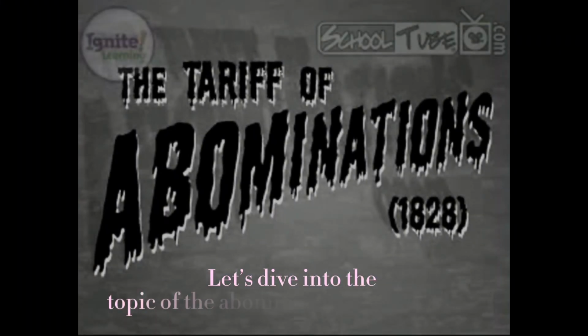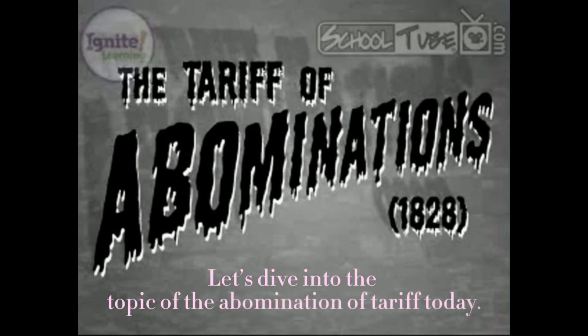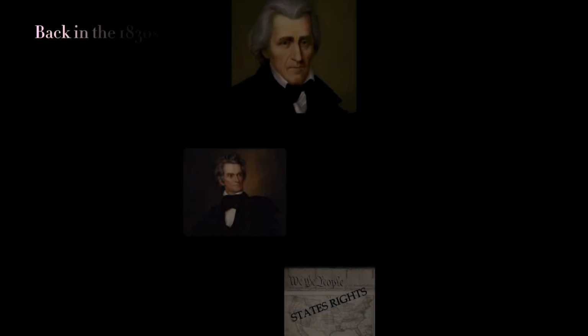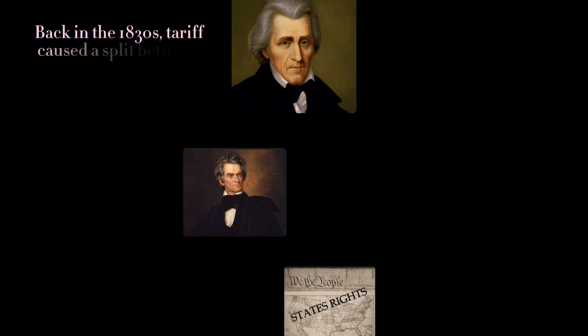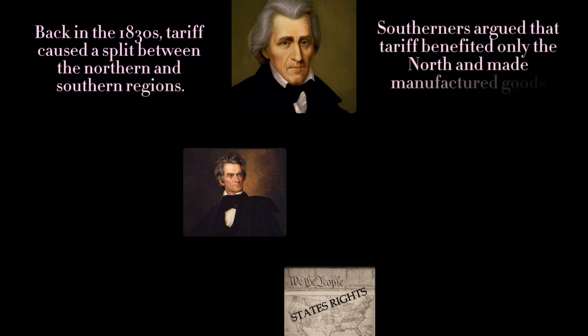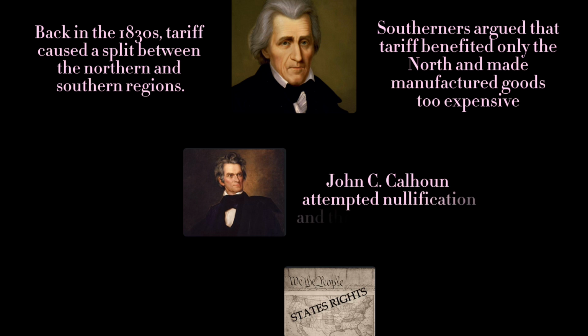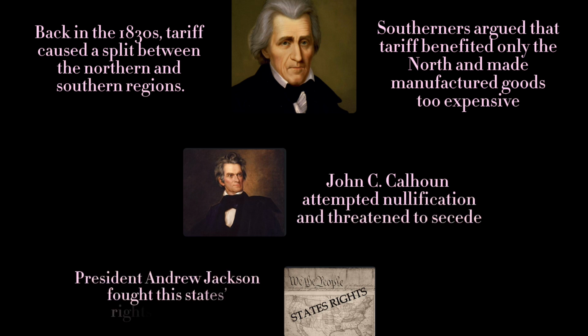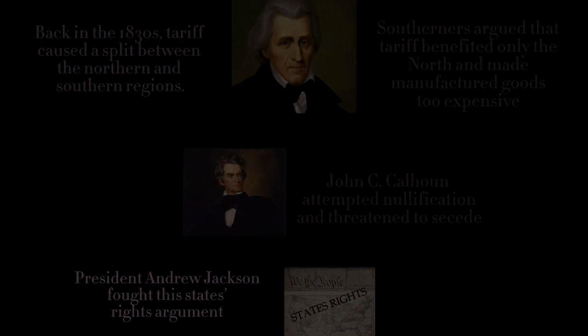Let's dive into the topic of the Tariff of Abominations today. Back in the 1830s, the tariff caused a split between the northern and southern regions. Southerners argued that the tariff benefited only the North and made manufactured goods too expensive. John C. Calhoun attempted nullification and threatened to secede. President Andrew Jackson fought this states' rights argument.